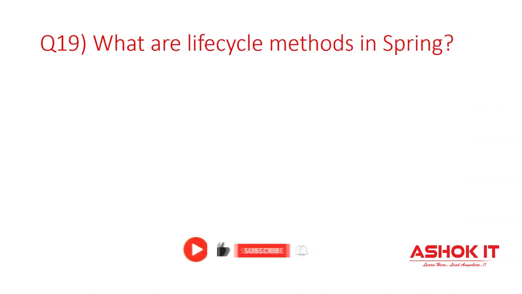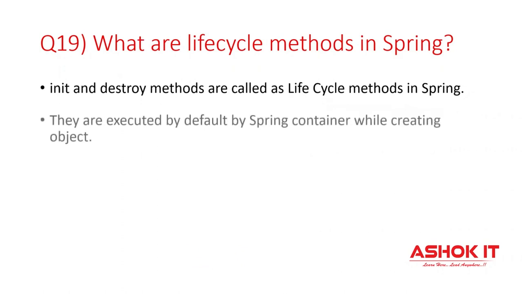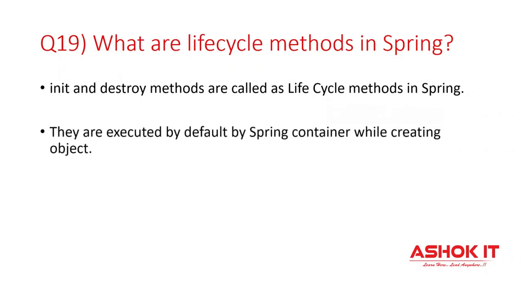Question number 19. What are lifecycle methods in Spring? There are two lifecycle methods, the init method and the destroy method. They are called lifecycle methods in Spring. These methods are executed by the Spring container. The order is: creating the object, providing the data by using setter injection, calling the init method, and then you can use the object in the middle. The destroy method will be called, and finally the object will be destroyed. Lots of people think the destroy method will destroy the object. No. The destroy method is for when you want to do some task before destroying the object, something called a cleanup process.